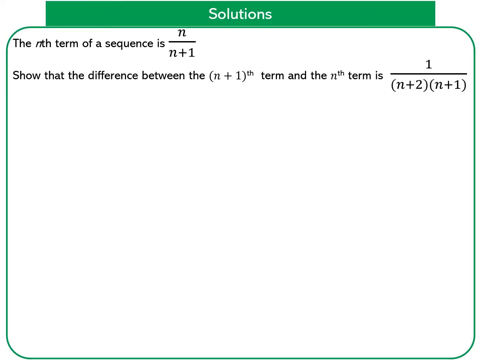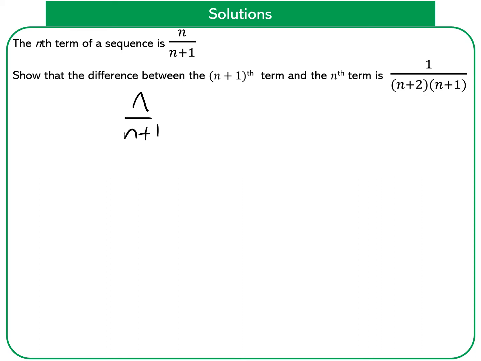The nth term of a sequence is n divided by n plus 1. Show the difference between the (n plus 1)th term and the nth term is 1 divided by n plus 2, all multiplied by n plus 1. Okay, let's try and get a grip on this. So we've got n over n plus 1 is our nth term.